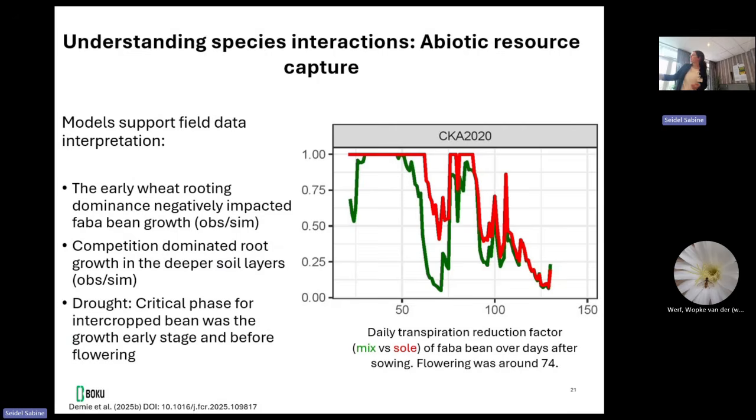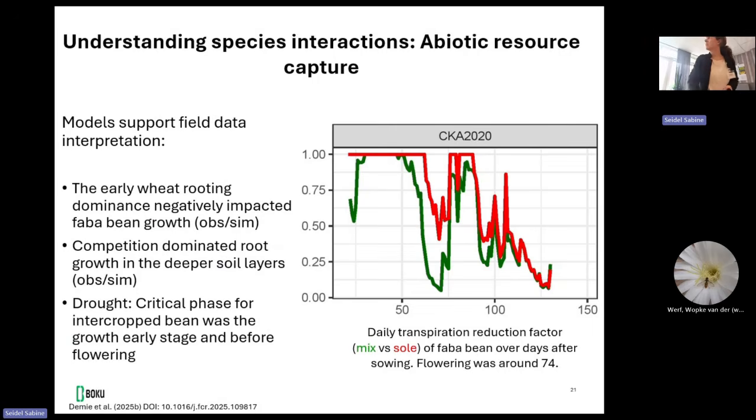So at the very early beginning in the mixture, the fava bean experienced stress. And this is, as I have said before, also this early dominance that is negative and then has this legacy effect. And then also around flowering, again, there was a phase where drought occurred and really affected the fava bean. So the critical phase for the fava bean in our case was the early growth stage and then around flowering. So in this kind of figure, the simulations really help you not only to identify which resource may lead to competition, but also when, which is of course very relevant.